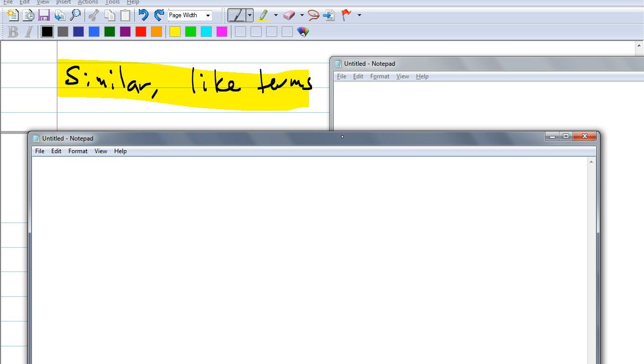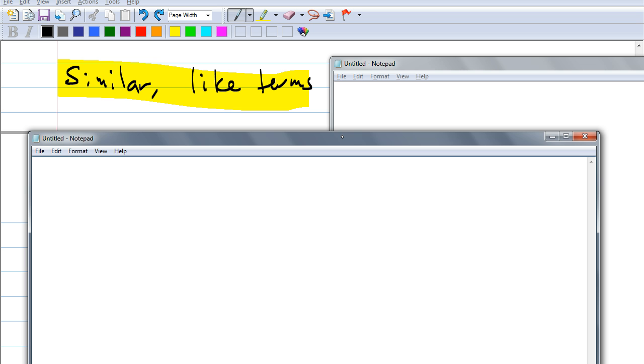Like terms that have something in common. Two terms that have something in common. How about this? 2x and 2y. They have 2 in common. Are they like terms? No. So you don't want to say that.